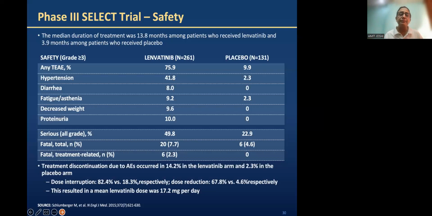Again, as I discussed, these drugs are associated with various side effects, and the main toxicity of lenvatinib is hypertension, diarrhea, and fatigue.